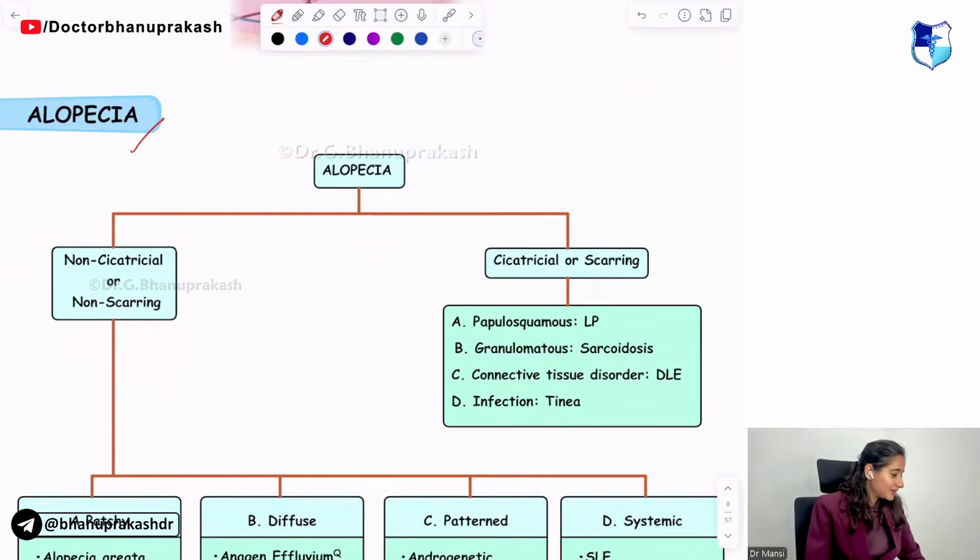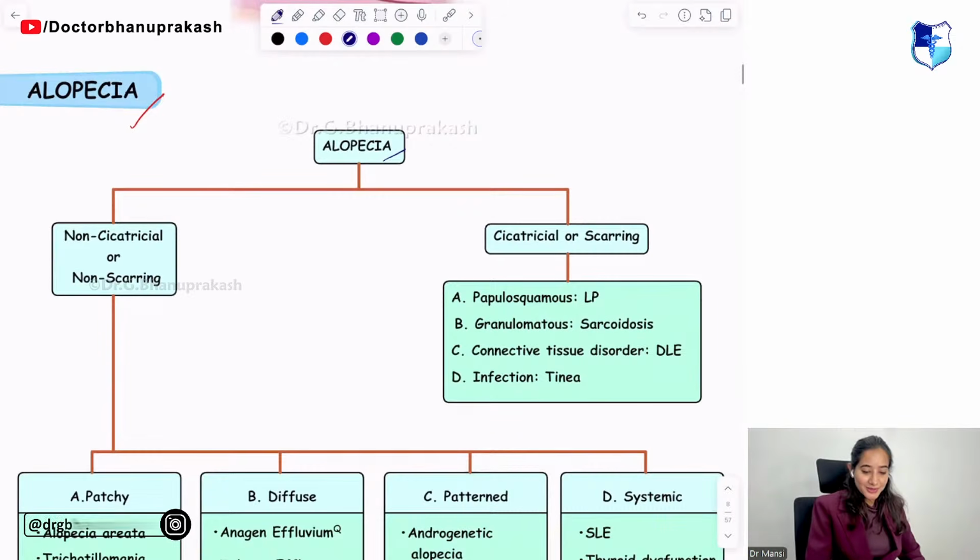What is alopecia? Very simple. Yeah, I'm happy. Just be engaged and keep commenting the keywords in the session, or just keep doing lip sync wherever you're studying, so that you're actually involved.